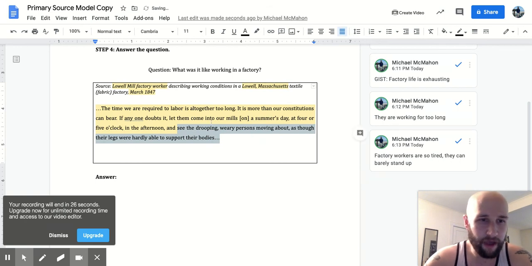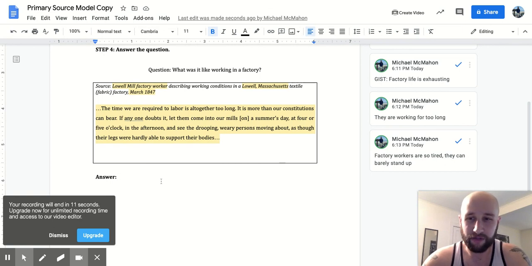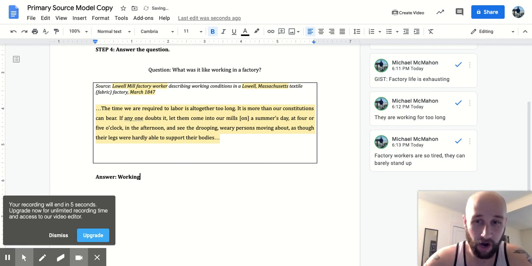And so now that we've read the source, we've found the source information, we've gotten the main idea or gist that we commented up here, and we broke down the source bit by bit, I think we can answer this question. What is it like working in a factory? I'm going to answer that. Working in a factory is hard. Can't type it, but that's what it is.